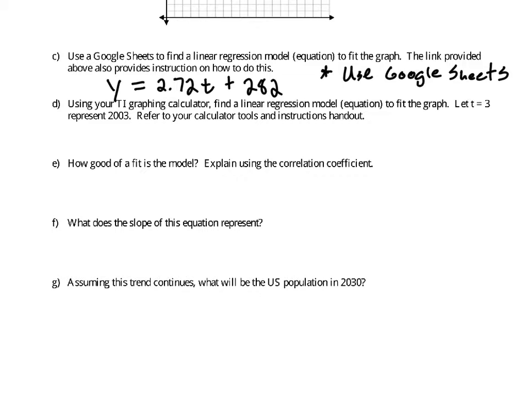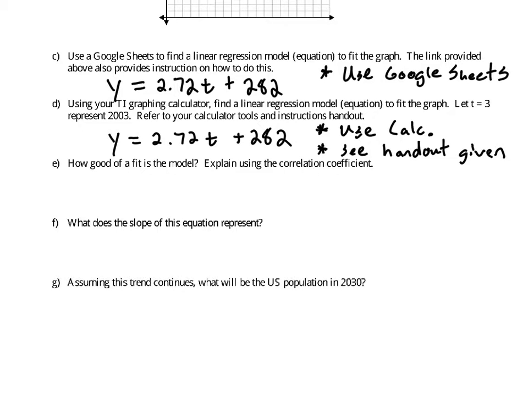So again, I want you to produce this equation using two different forms of technology and see which one you're more comfortable with. So when you use the graphing calculator to produce this equation, it will give you the same one, but I want you to know how to do it with both. So please try and use your graphing calculator to produce this equation using the data.